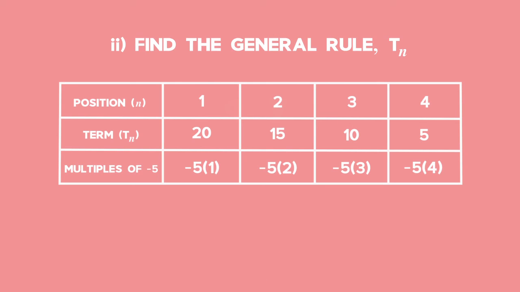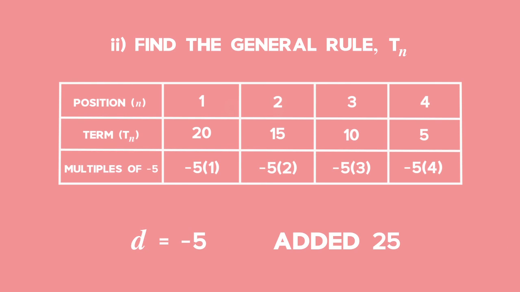So we're getting the general rule by looking at the position of the term and the term value. In the next one, we've got minus 5 times 3, which is minus 15. The term in position 3 is 10. How do we get from negative 15 to 10? We add 25. Lastly, we've got negative 5 times position 4, which is minus 20. The term value is 5. So how do we get from minus 20 to 5? Again, we add 25. What we've seen is each time we've taken the constant difference, we've multiplied it by the position of the term and then added 25.